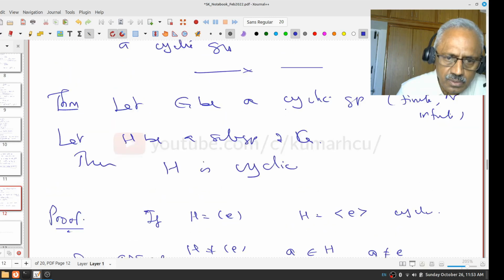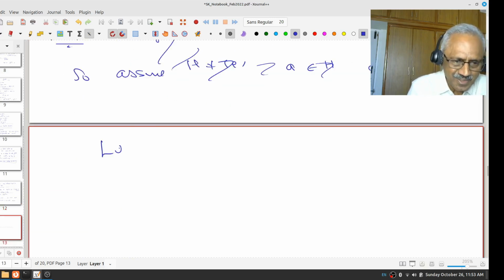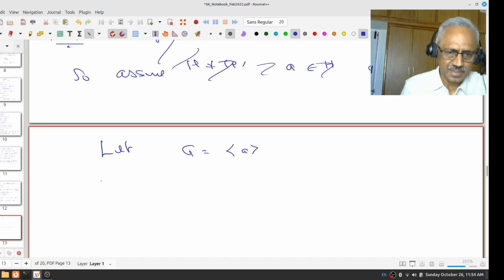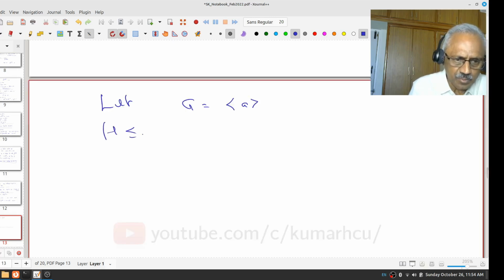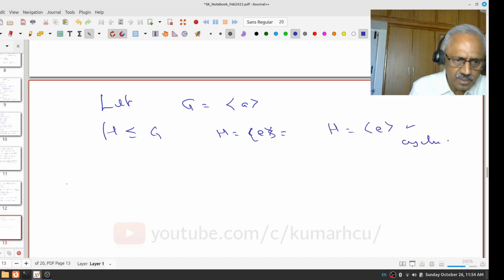Sorry, let me start again. So, let us start with G equal to ⟨a⟩. You understand that? Okay. Yeah. Let a be a generator of G. Let G be cyclic, right? Now let H be a subgroup of G. If H is the identity subgroup, then it is the singleton identity. Then H is the subgroup generated by e. Therefore, it's cyclic, right?